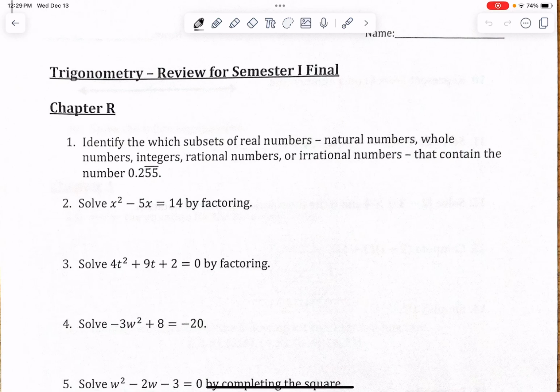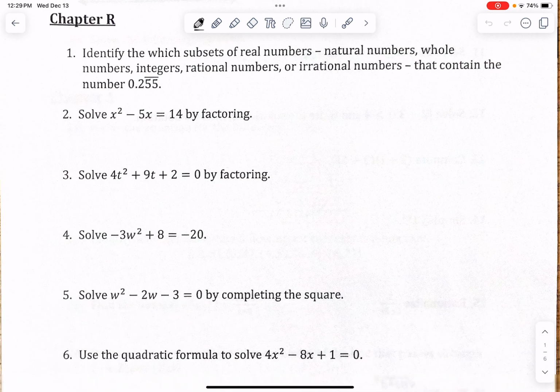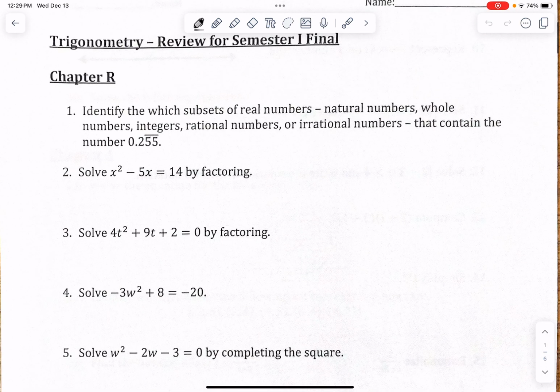Okay, Trig kids, I'm going to try to get through the first 15 questions of this review today. I'm just going to start from the front and work to the back. So this is chapter R.